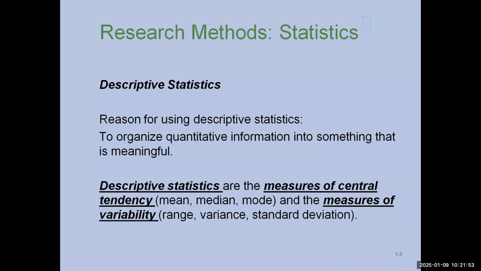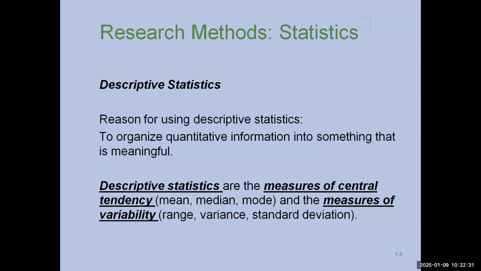So descriptive statistics deals with summarizing a data set, and the reason for using descriptive statistics is to organize quantitative information into something meaningful. That is what we quantify. Even if there is a normative statement, we need to quantify. For example, if you take happiness, how are you going to quantify happiness? It is very qualitative and you need to quantify it in terms of numbers.